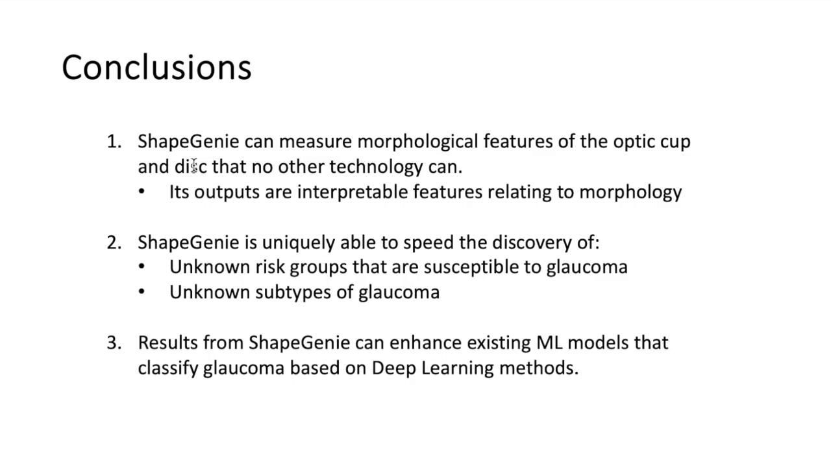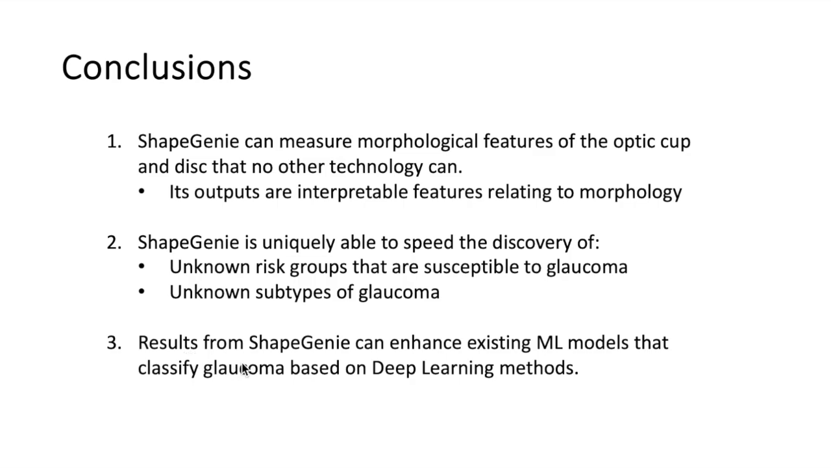In conclusion, ShapeGenie can measure morphological features of the optic cup and disc that no other technology can. And its outputs are highly interpretable because we know exactly what we're measuring, right? That is, it's the shape of the cup, the shape of the disc, and the position of the cup within that disc. Secondly, ShapeGenie is uniquely able to speed the discovery of unknown risk groups that are susceptible to glaucoma and unknown subtypes of glaucoma.